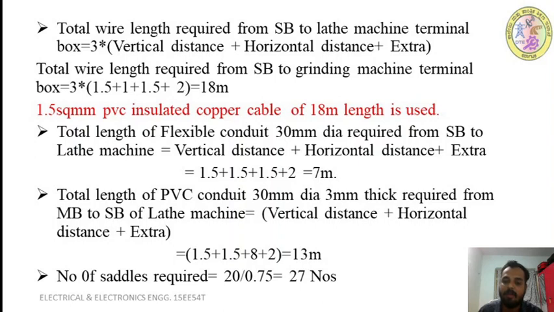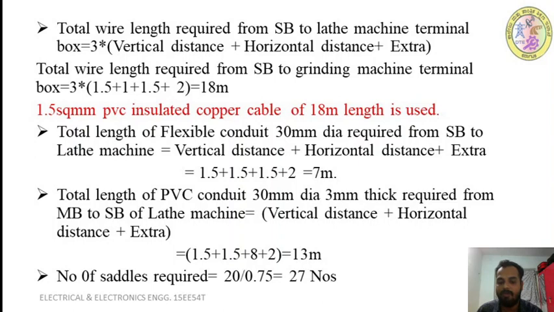Next, what is the total length of rigid PVC conduit, 30 mm dia, 3 mm thickness, required from your main board to the starter board of lathe machine? That is equal to vertical distance plus horizontal distance plus extra. So that is vertical rise of 1.5 meter plus 1.5 meter vertical drop plus 8 meter horizontal distance from your main board to the starter board of lathe machine, plus 2 meter for extra, that becomes 13 meter. So then the number of saddles required is equal to 13 plus 7, 20 divided by 0.75.